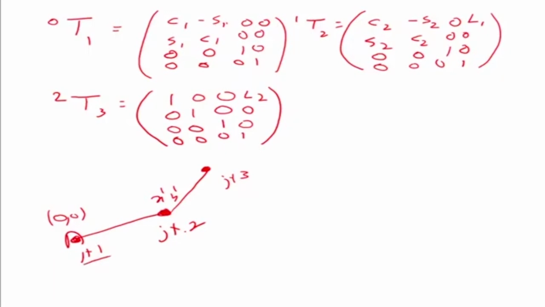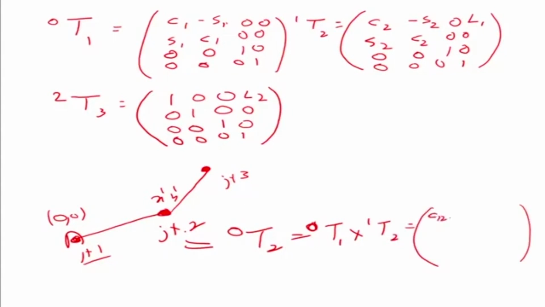Now, how do I get this point and how do I get this point? I know the transformation matrix from one link to another link. So this joint here will be equal to the transformation matrix T0 to 2, which is equal to T0 to 1 cross T1 to 2. So this will give me the matrix: cos theta 1 2, minus sin theta 1 2, sin theta 1 2, cos theta 1 2, and 0 0 1.